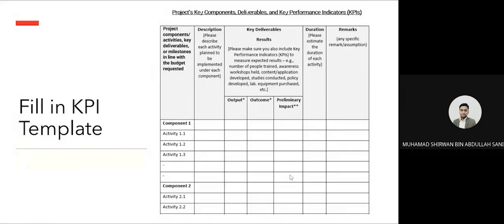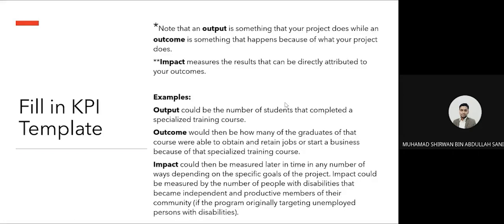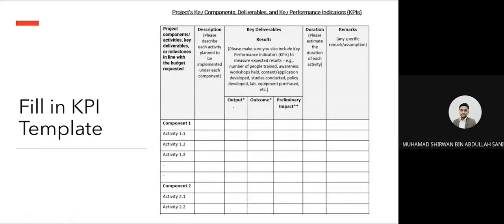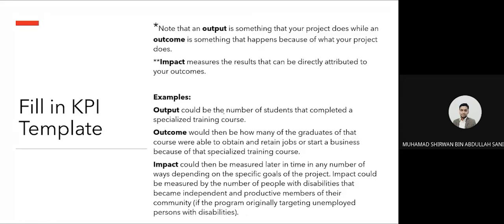Okay, so this is an example of this KPI table. This one is a little bit different from our session, but the good thing is they have highlighted to you what to be written in the table. So for example, there is an output, outcome, and preliminary impact. Component is what activities you want to conduct, you want to carry out within your project duration or research duration. Okay, so this one they already explained.